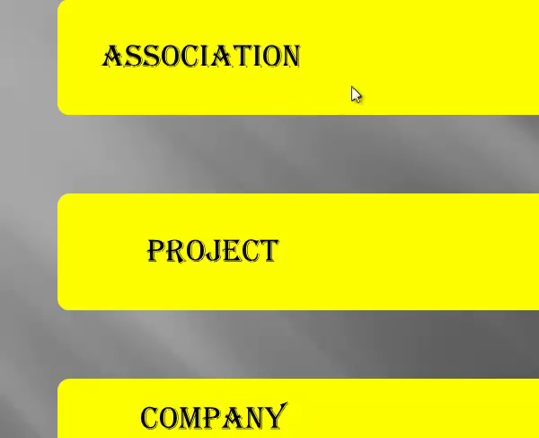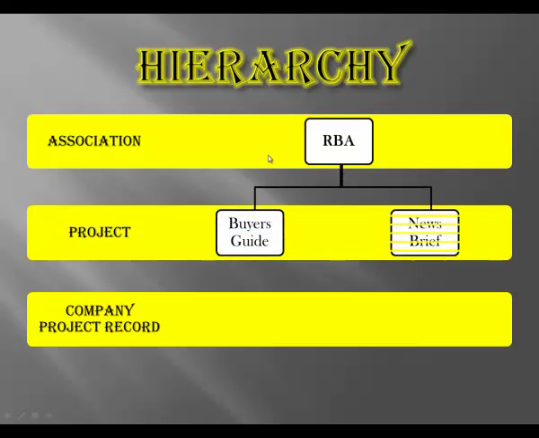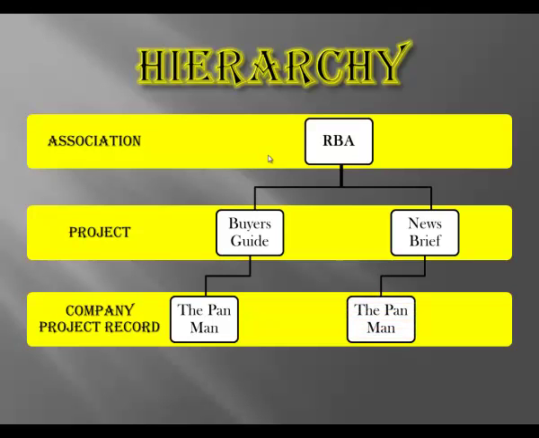A better explanation of this would be to use RBA as our association. From there, RBA is going to have buyer's guides as well as a news brief. And with the system, what it allows us to do is have a company, for this example, the Pan Man, to have a project record underneath the buyer's guide, as well as to have a separate one underneath the news brief. Ultimately, the system's going to tie all those up within the company history.